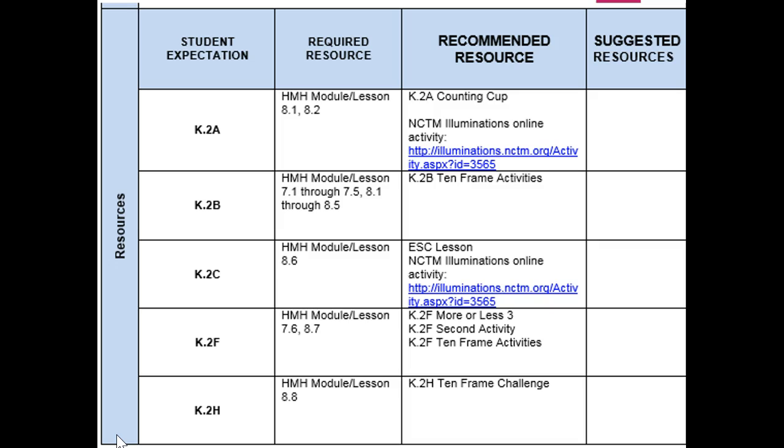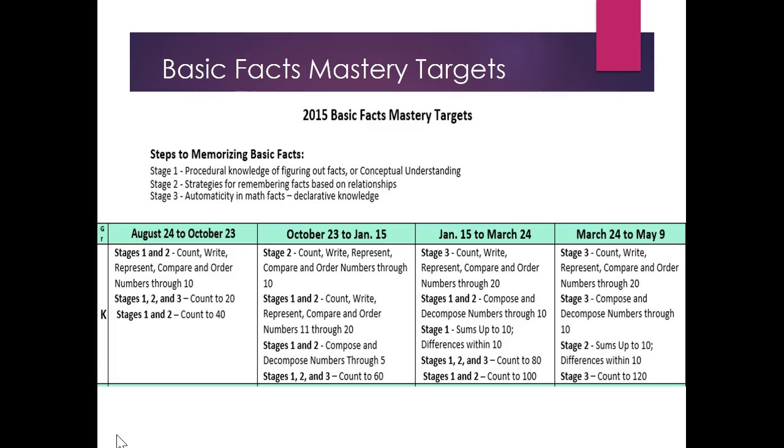Now, we also have these resources available that are in Eduphoria. You'll see under Recommended Resource, there's quite a few different activities that you can use as you teach this unit. And we can't forget keeping track of our basic facts mastery targets. We have counting, writing, representing, comparing, and ordering numbers through 10, as well as counting to 20 and counting to 40 for up to really October the 21st. And then you'll see the next set to January 15th is the second column.